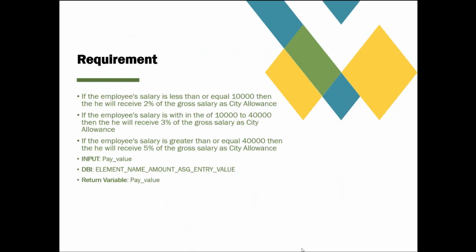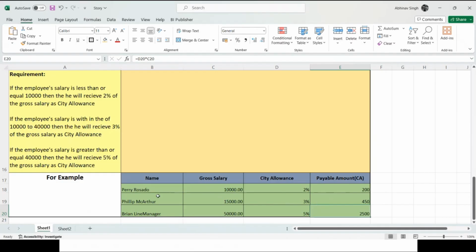So here is an example. Let's say there is a person named Perry Rosado, and the gross salary of the person is 10,000. So he will get 2% as city allowance, and the payable amount will be 200. The second person is Phillips, and he's receiving 15,000 as gross salary. So he will get 3% of city allowance, and the payable amount will be 450.